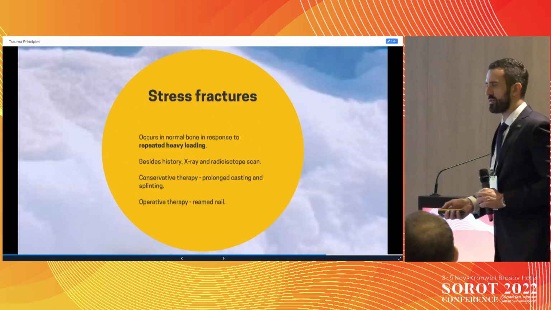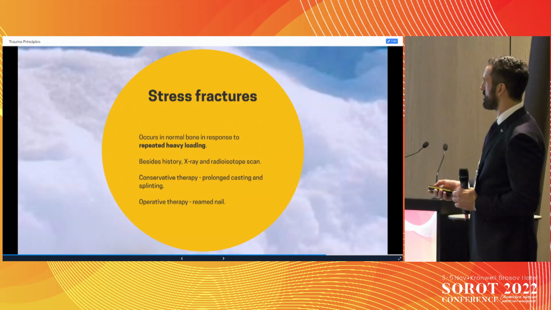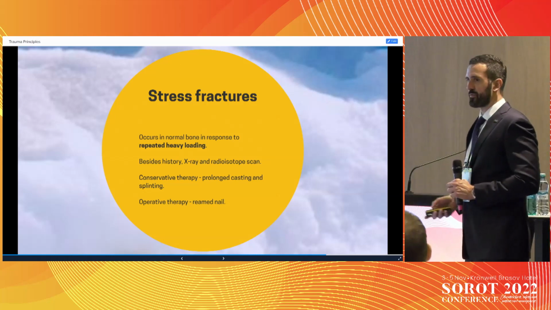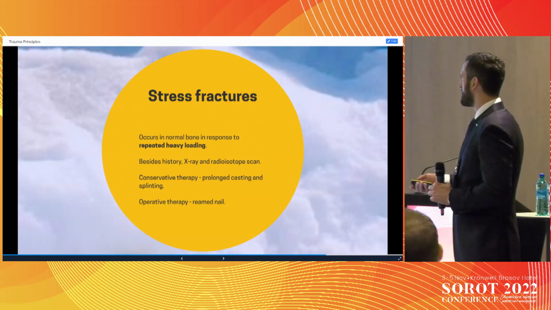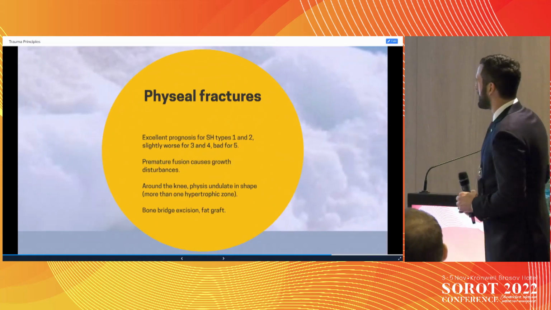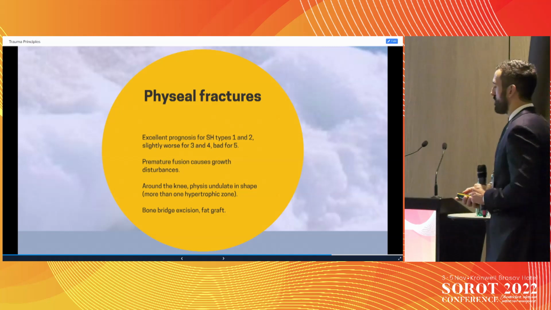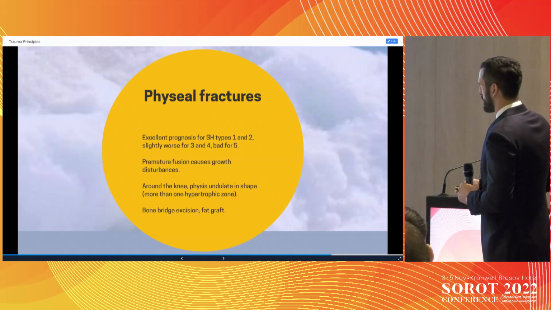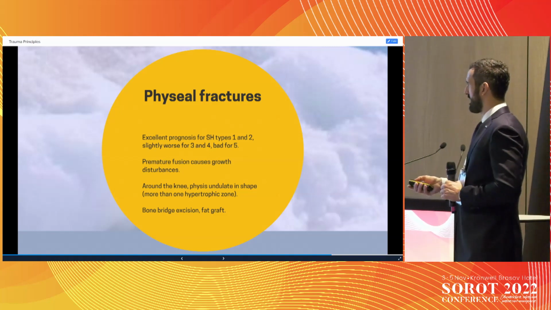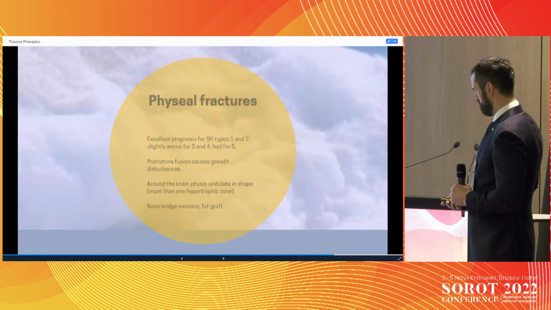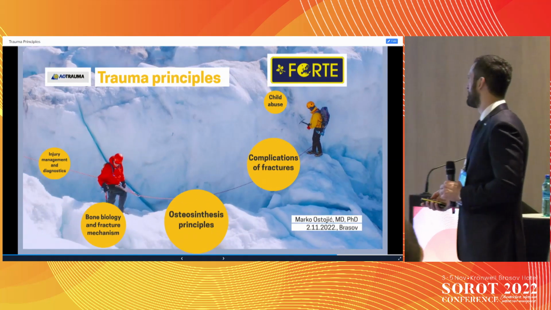Stress fractures, we already mentioned them. They are because of repeated heavy loading. Operative therapy of choice for the long bones is reamed nail. Physeal fractures: excellent prognosis for Salter-Harris types 1 and 2, worse for 3 and 4, bad for 5. We can have premature fusion and limb length discrepancy.